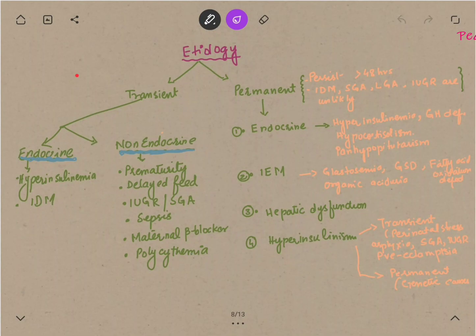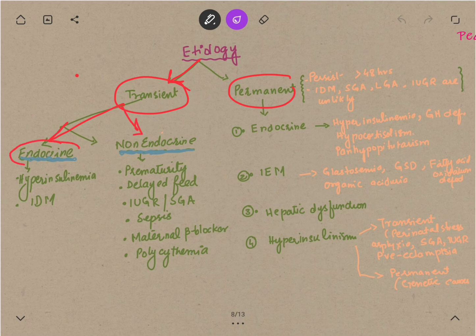So, coming to the etiology, it is very important to know the etiology of hypoglycemia so that when a child comes to us with hypoglycemia, we are able to differentiate different causes, and this can help us in further management. Regarding the etiology, we divide it into two causes: transient hypoglycemia and permanent hypoglycemia. Regarding transient hypoglycemia, we again divide into two: number one, endocrine based, and number two, non-endocrine based.